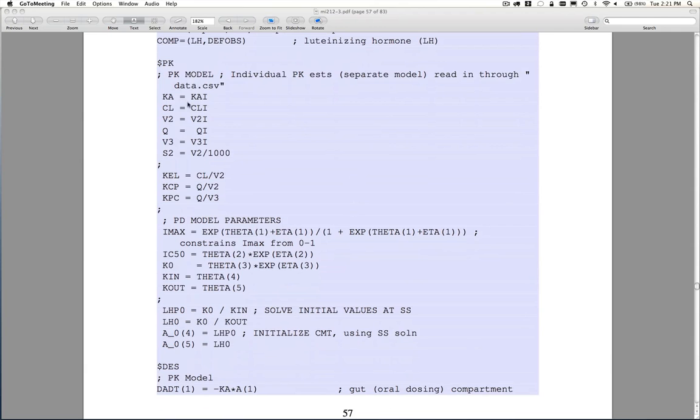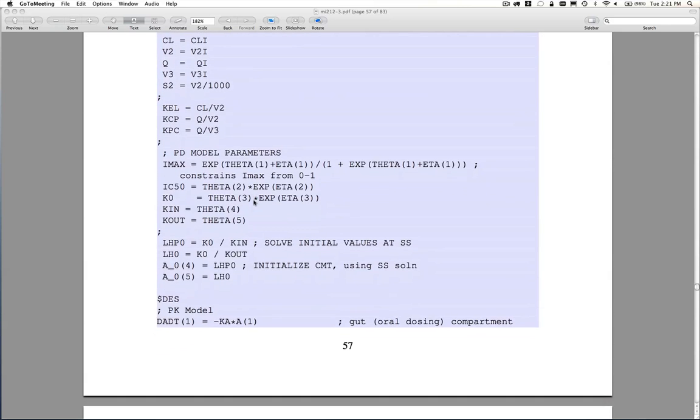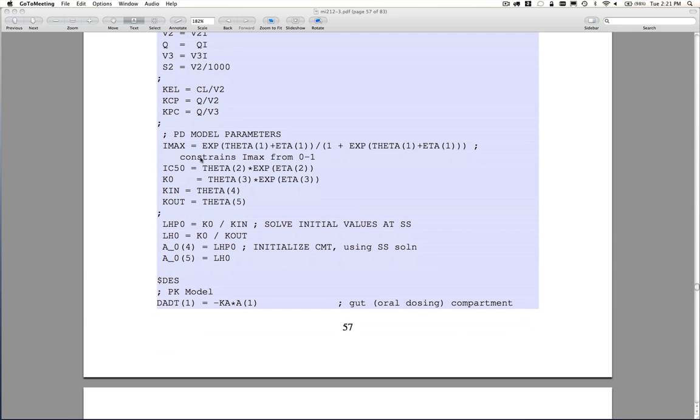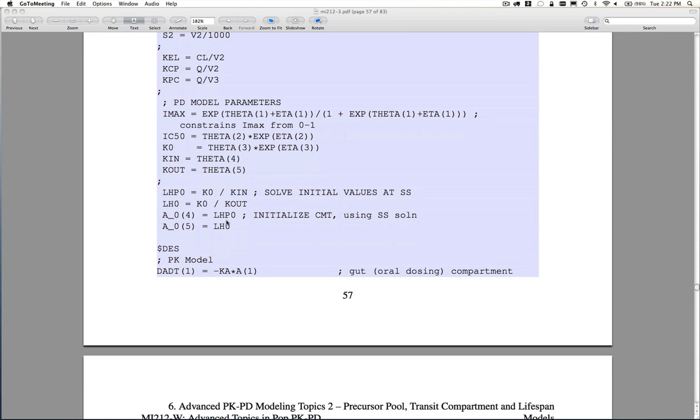So we read in our PK model, our model parameters. We use clearance and volume to calculate the rate constants that will be used within the differential equation block. We set up our PD parameters. Because this is an inhibition, we're going to be using the IMAX and IC50 notations. What I've done here is parameterize the IMAX so that it's constrained using a logit type function to constrain that value between 0 and 1. We have our IC50, our value for K0, value for KIN, and KOUT. We use K0 over KIN, and K0 over KOUT to define the initial conditions for the precursor pool as well as the luteinizing hormone pool.